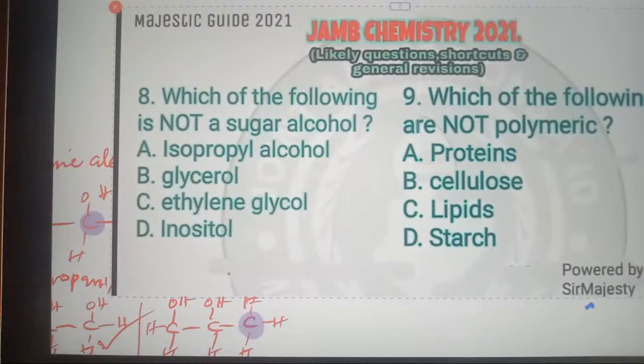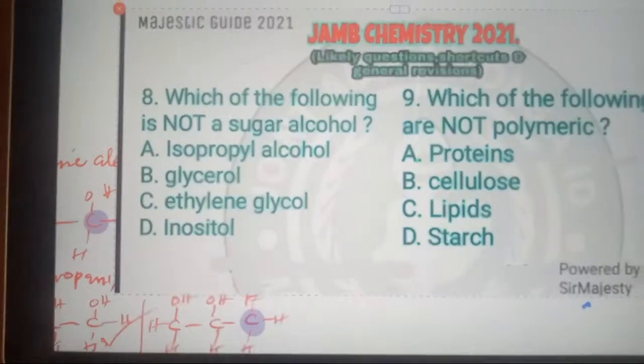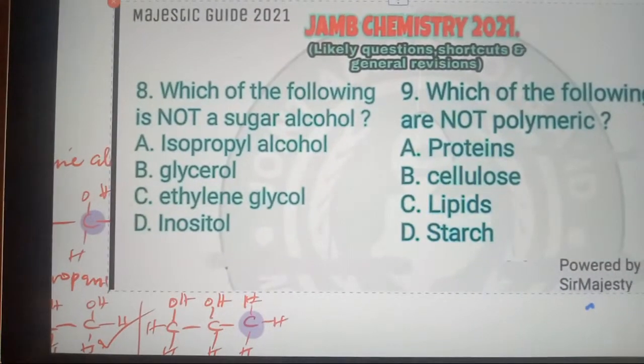The options there have natural polymers, of course. Protein: all proteins are natural polymers. Cellulose is a carbohydrate that is a polymer. Cellulose and starch are all polymers. Remember, polymers are giant molecules built by many monomers. So the answer should be C. Lipids are not actually polymers. They are giant molecules, of course, but not giant enough to be called polymers. Please note it. All proteins, no exception, are polymers. Cellulose is a polymer. Then lipids are not.